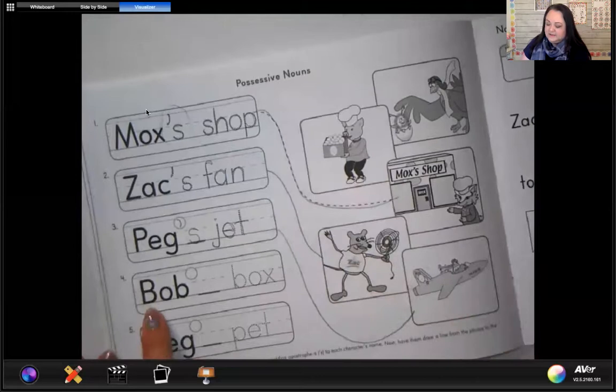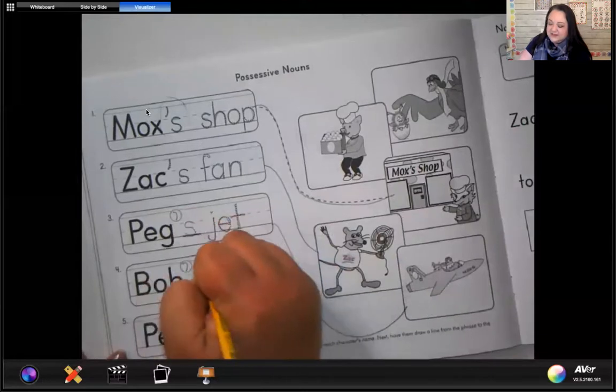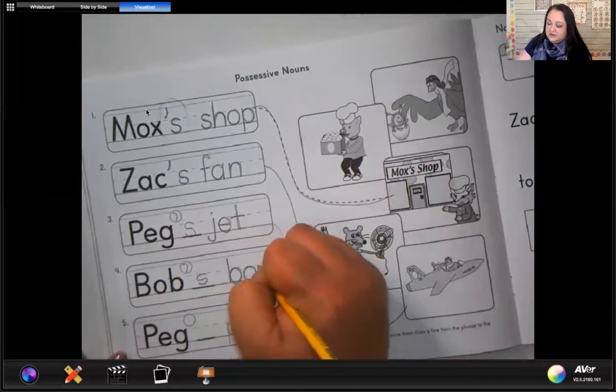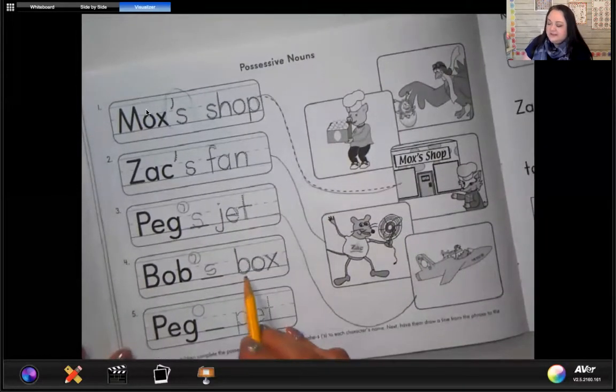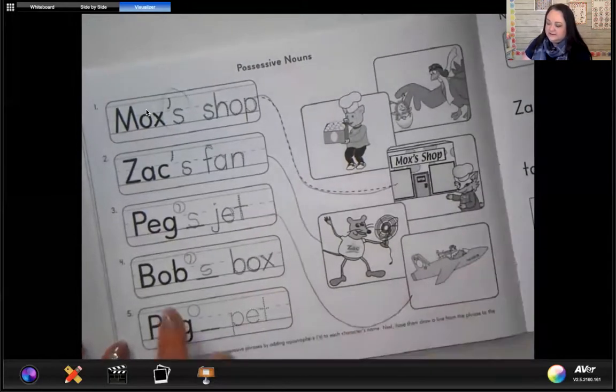All right. Then let's go to the next one. So in this sentence, we're going to add an apostrophe S, and then I'm going to add B-O-X. So you go ahead and trace that. Add your apostrophe S and trace the B-O-X. Okay. All right. So let's go ahead and sound this out together.